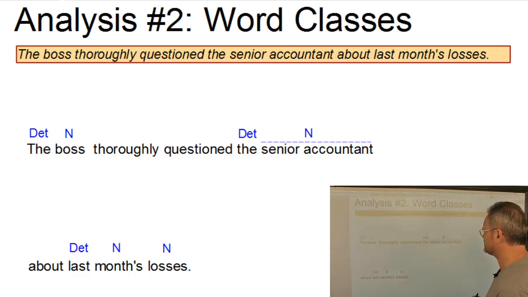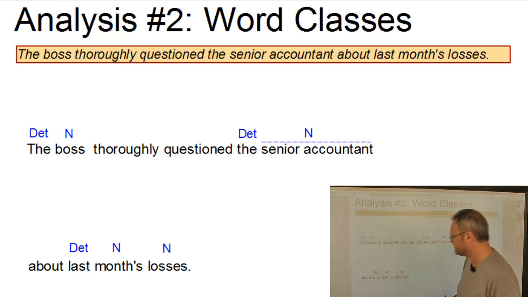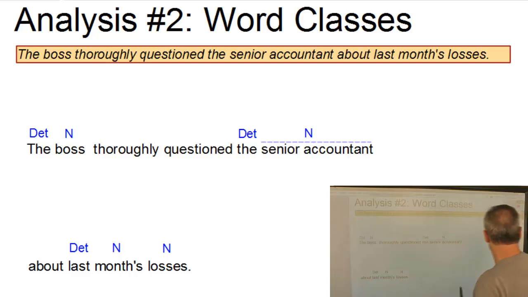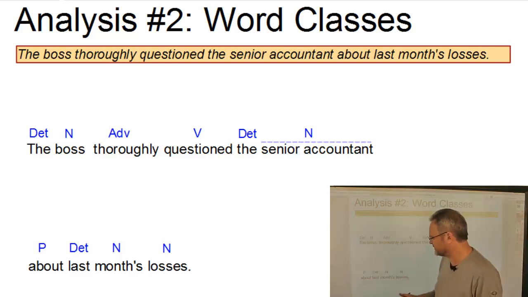We have two occurrences of the determiner the, and in last month's, last is a numeral preceding month, so another type of determiner. Note that last month's itself functions as a determiner to losses. We'll come back to this. Our sentence has one verb, questioned, and it contains the adverb thoroughly and a preposition about.